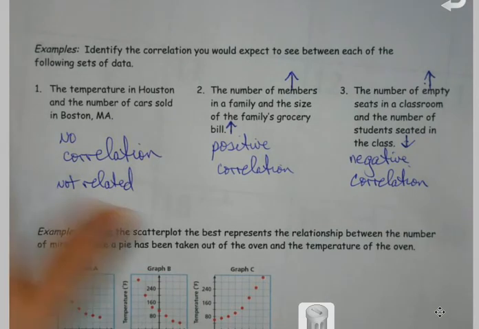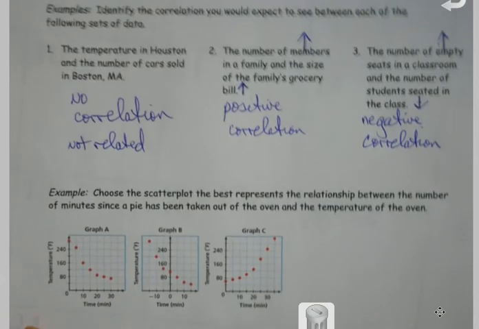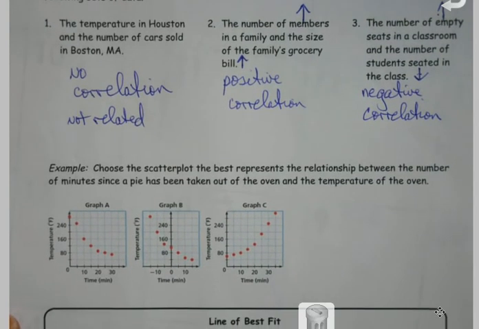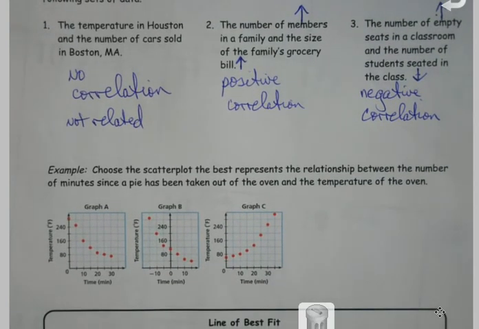All right, last one here in the examples, because like I said, we're not going to do line of best fit here. Choose the scatter plot that best represents the relationship between the number of minutes since a pie has been taken out of the oven and the temperature of the oven. Now, I'm going to assume we turned off the oven when we took the pie out of it. At least I hope we did. So which one do you think would be closest?